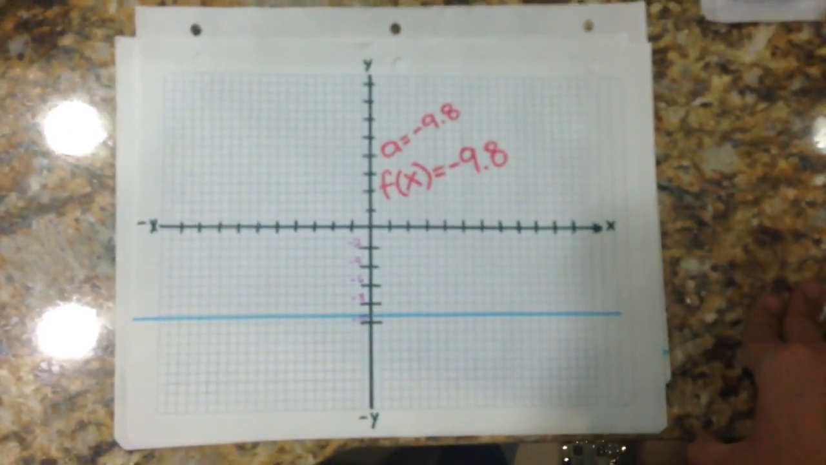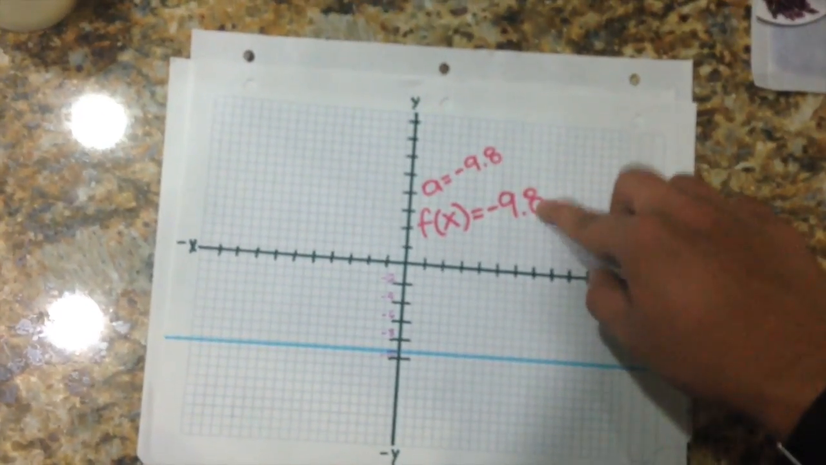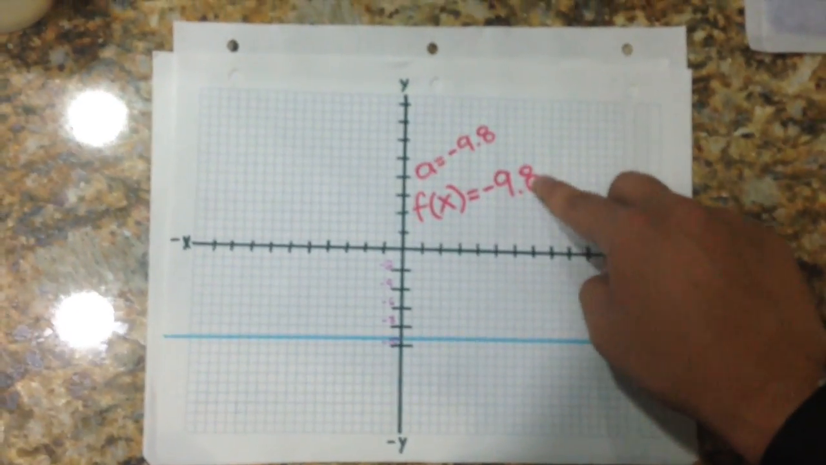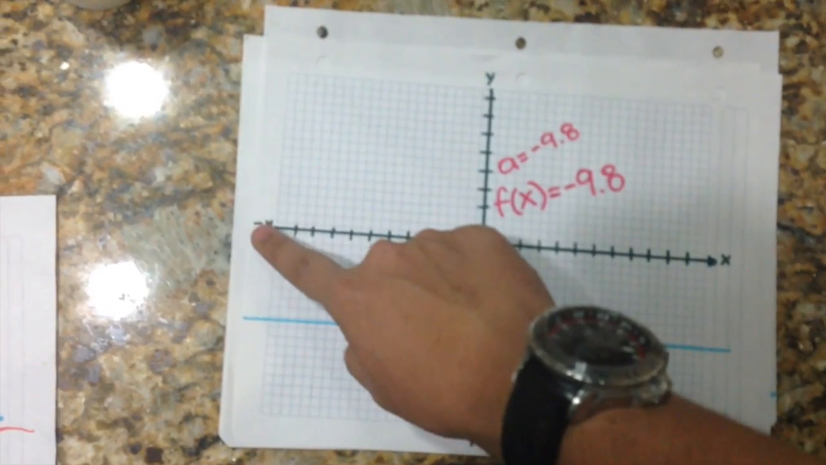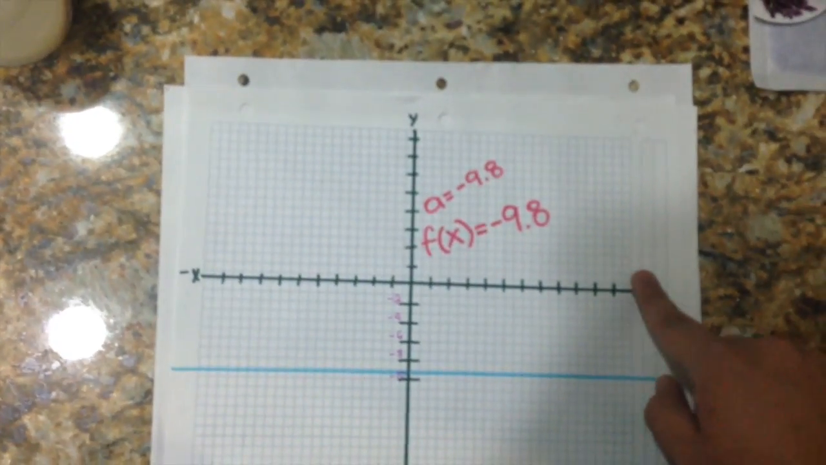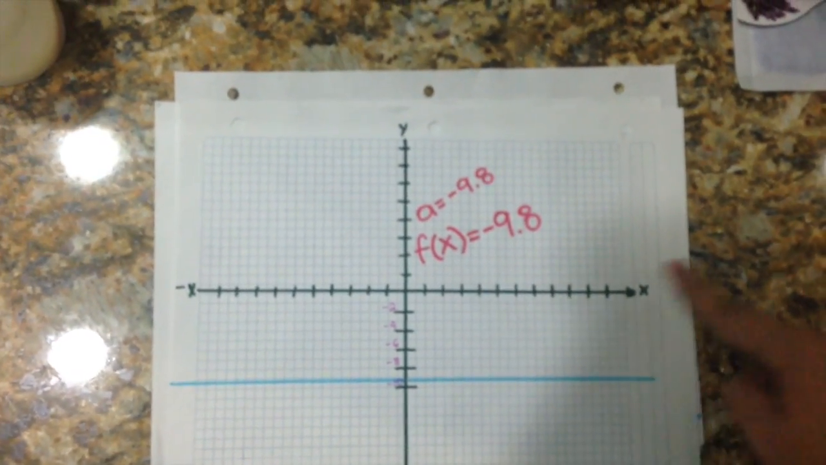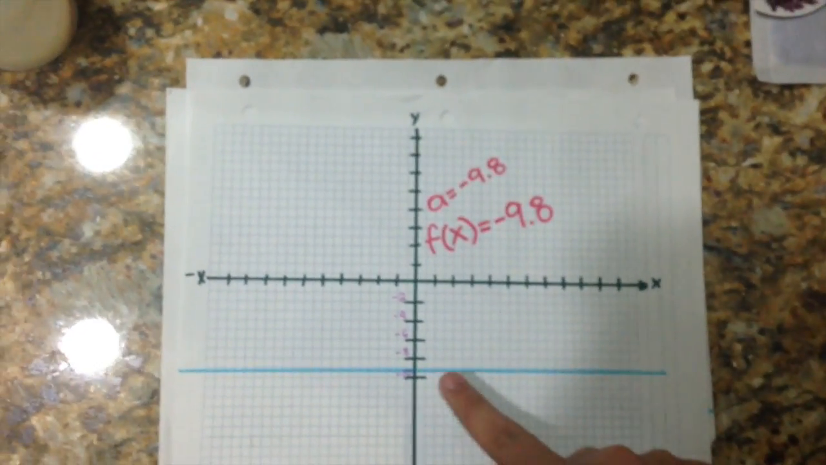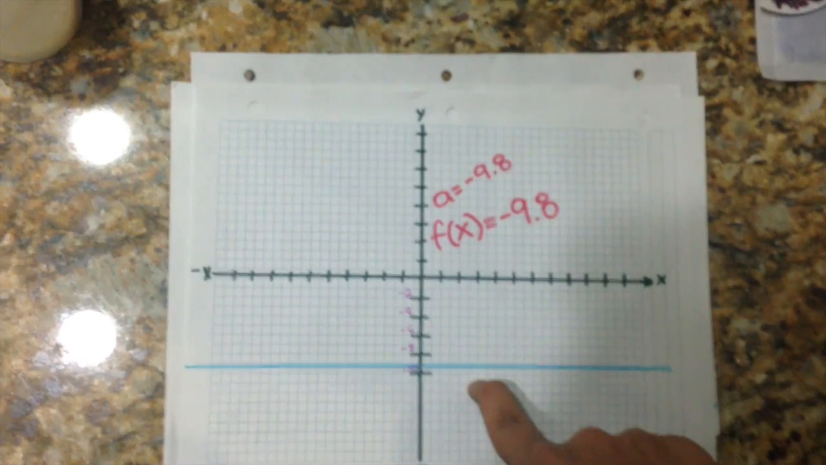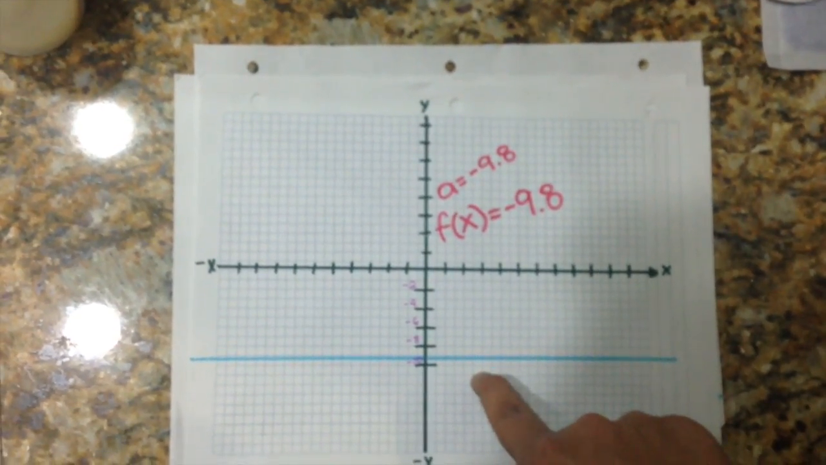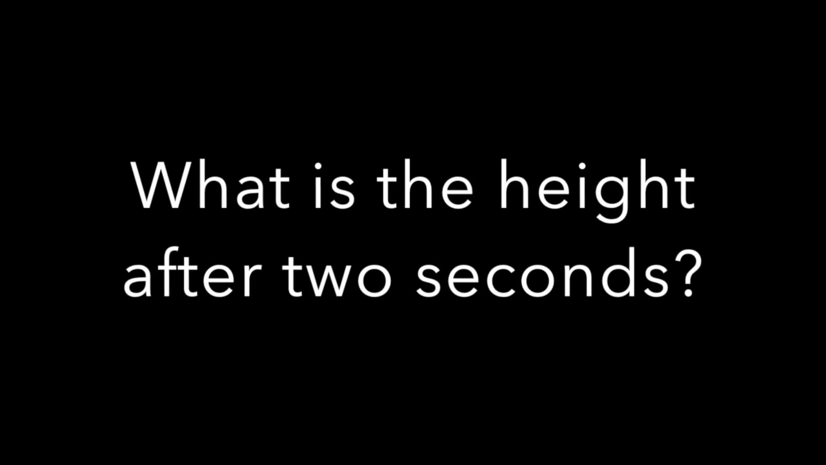Well, why? Because we can see here that, first of all, minus 9.8 is a constant. We can see here that over our x-axis we have time. So as time goes to infinity, the acceleration will remain the same. The acceleration will remain a constant. Therefore, the form of the equation must be a horizontal line.